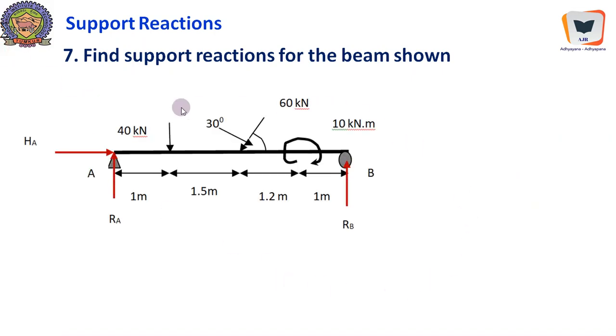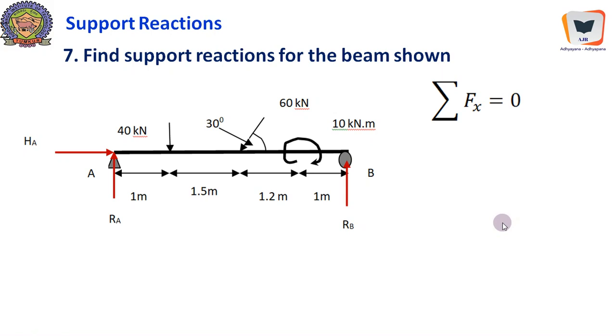This is the problem, and here is the beam, and here is an inclined load. It will have a horizontal component like this, which is 60 cos 30. Therefore a horizontal force exists over this beam, and therefore there is a horizontal reaction acting in a positive direction at the hinge support. Here it's a roller support, which will always experience a vertical reaction. And here is a concentrated moment acting clockwise at a distance of 1 meter from the right support, and this is RA and this is RB.